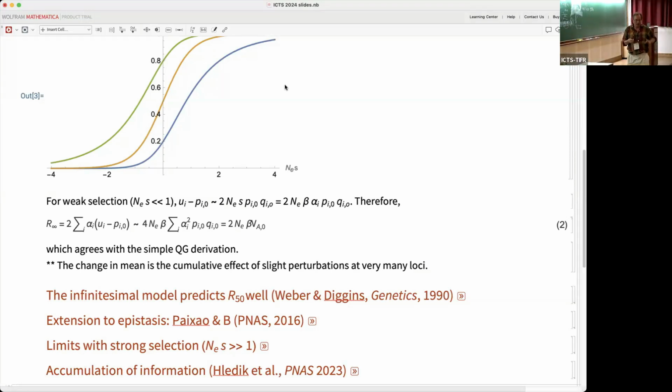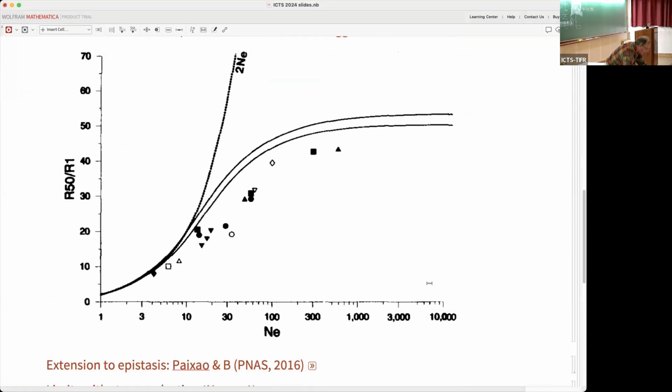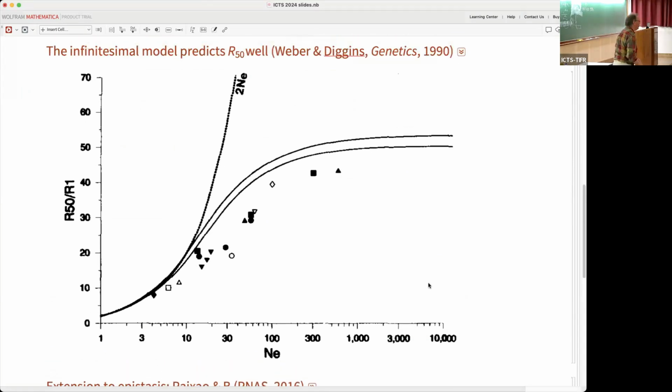Okay, so that's the basic theory, and actually there's a really nice paper by Weber and Diggins, which one of the examples in the exercise was based on. It's a genetics paper, in which the main advance was the invention of the inebriometer for determining how resistant to ethanol flies were. It was a way of selecting on very, very large populations.